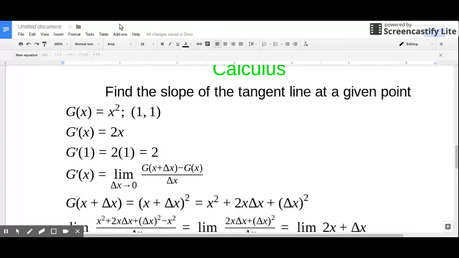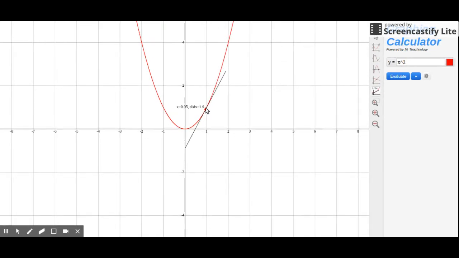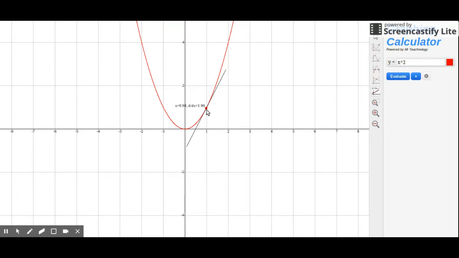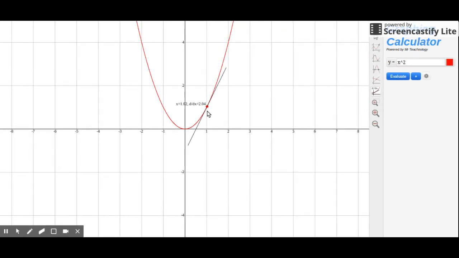Let's go back and look at this real quick. So we were at (1, 1), and I'm going to try to get as close as I can here, but the cursor's not going to really let me. Anyway, you can see here what the slope of the tangent line is. Okay, so that's how to find the slope of the tangent line.